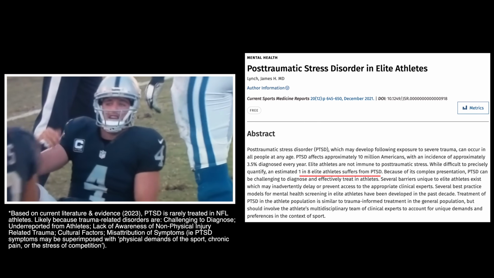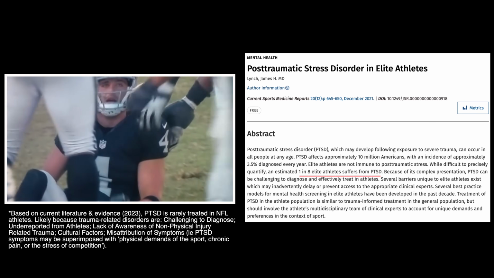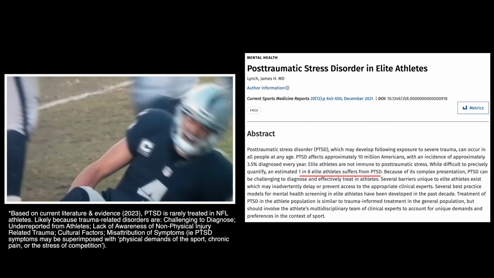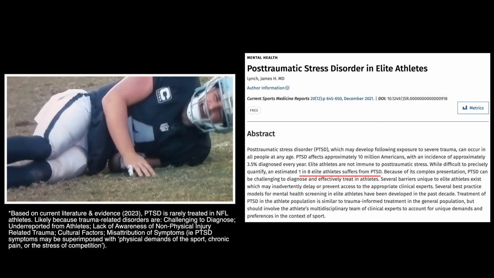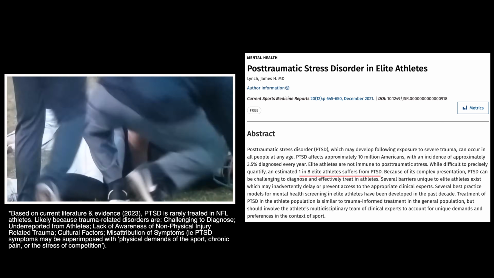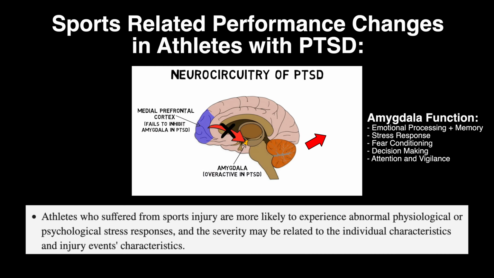One of the things I haven't really seen anyone discuss is whether Carr suffered from PTSD after this injury, and there's actually some pretty compelling evidence that this may have been possible. Some studies show that 1 in 8 elite athletes may develop PTSD after experiencing or witnessing severe injury. Athletes who go on to develop PTSD can demonstrate sports-related functional changes. It's important to note that these symptoms or changes are usually subconscious, meaning they happen involuntarily, and it's believed the brain develops adaptive behaviors to avoid similar situations in the future.